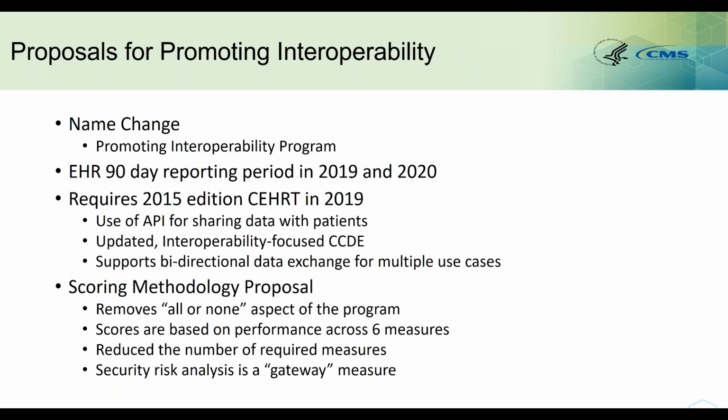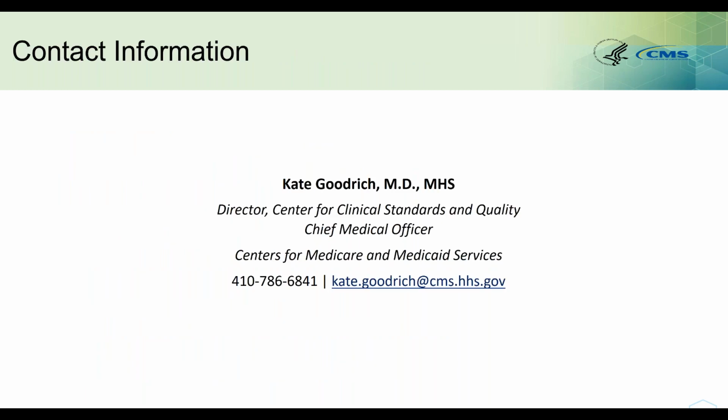So we, of course, have the name change. We are proposing a 90-day reporting period in 2019 and 2020, requiring the use of 2015 edition certification because it, again, itself increases the ability for systems to be interoperable, supports that bidirectional data exchange for multiple use cases, which was not true in the current edition. And the scoring methodology for hospitals, I think, is much more rational. It removes the all or none aspect of the program and bases the score on actual performance on the measures, which the previous way it's been done did not do. Next slide. Oh, I think that's it.